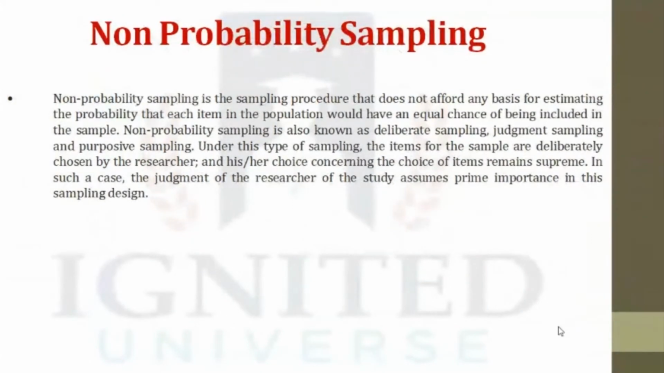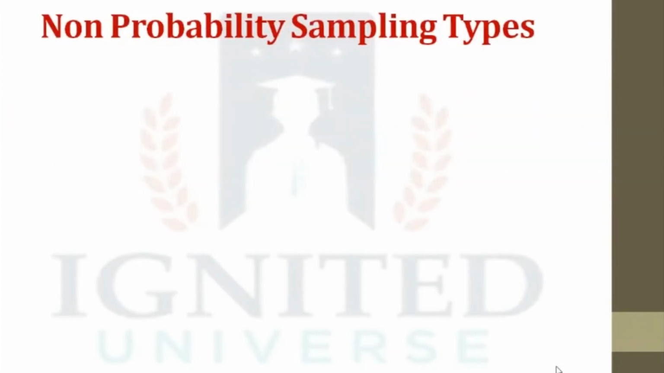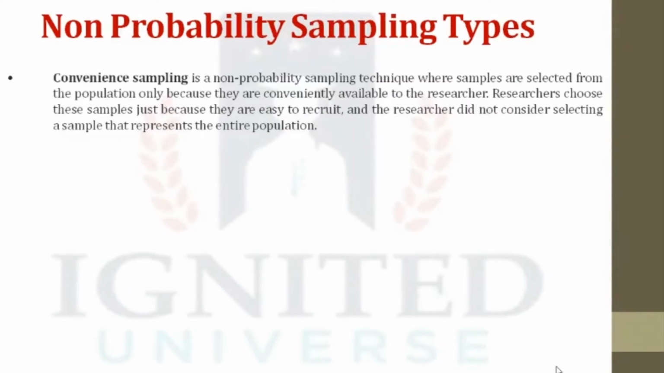Basically, in non-random sampling, the items are deliberately chosen by the researcher as per his or her choice, depending on the availability of the sample units and the judgment of the researcher. In non-random sampling, the perspective is not in relation to the statistical methods, rather, it's on the judgment of the researcher. With this, let us take up the different non-probability sampling types. The very first is convenience sampling.